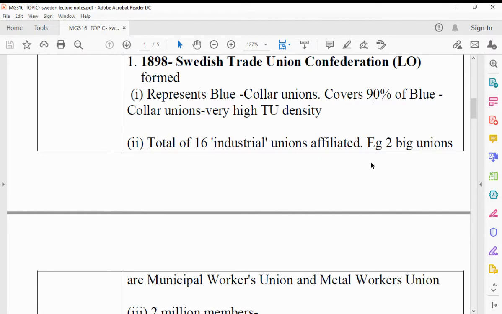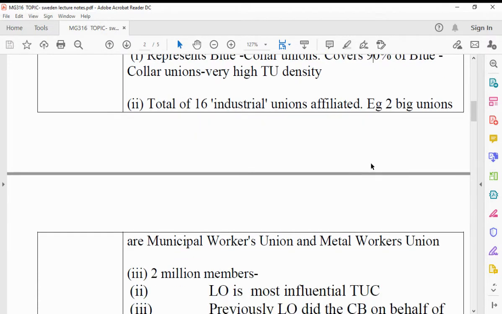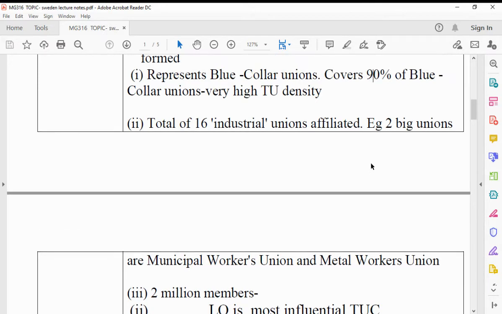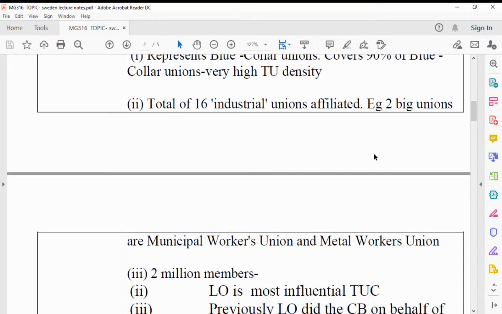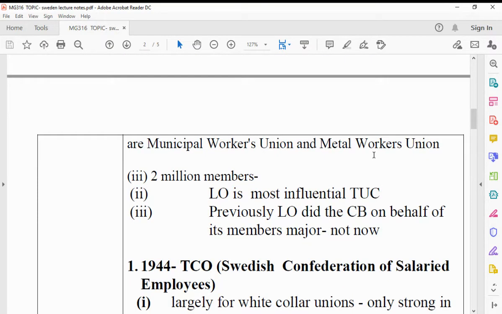A total of 16 industrial unions are affiliated with LO. For example, there are two very big unions, and these are Municipal Workers Union and the Metal Workers Union. These two are the very big unions that are affiliated with LO. 2 million members. LO is the most influential umbrella body for trade union.